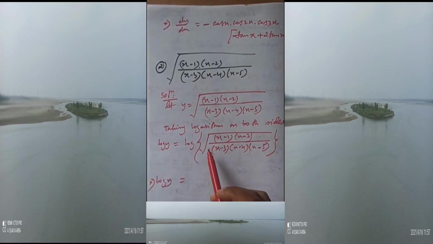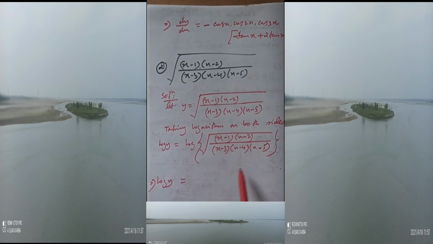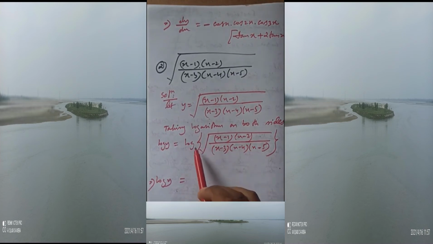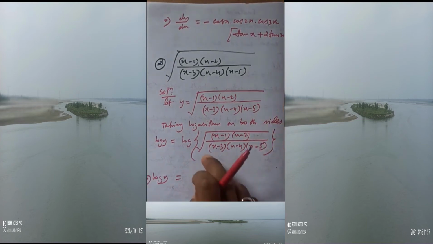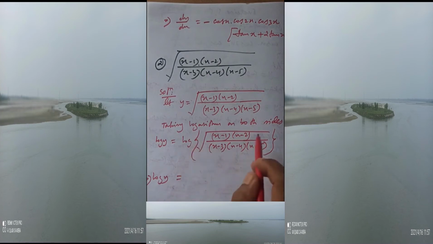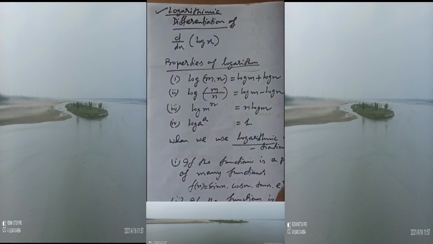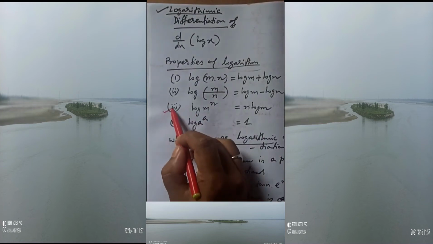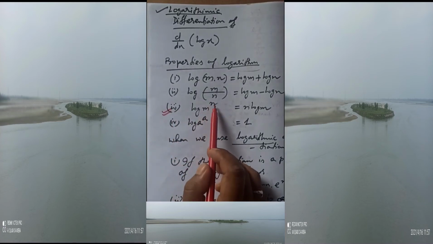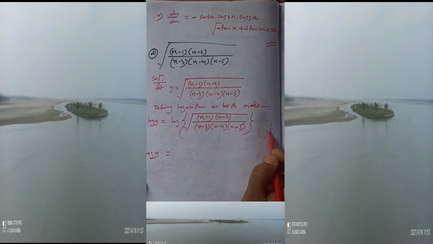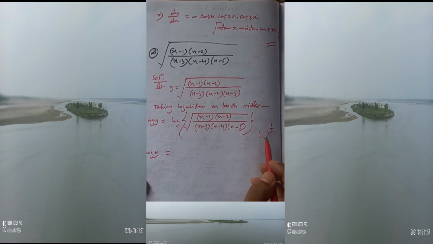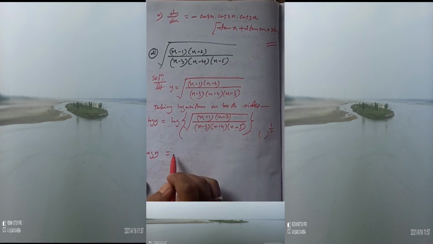Now you see, first you have to convert this square root as a power. There is a square root, that means the whole power is how much? Half. Yes, the whole power is half. That means you have to use log m to the power n, so the power half will come here, half, then log of this part.